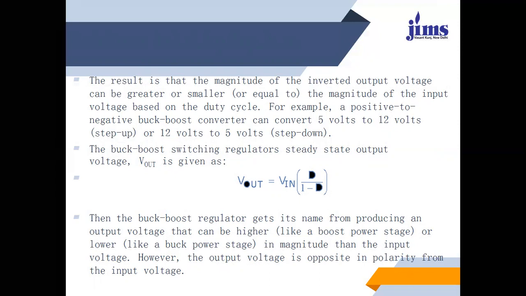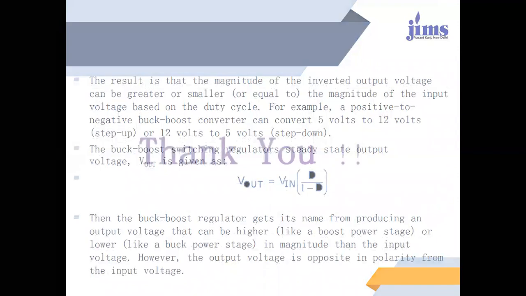Then the buck boost regulator gets its name for producing an output voltage that can be higher, like a boost power stage, or lower, like a buck power stage, in magnitude than the input voltage. However, the output voltage is opposite in polarity from the input voltage.